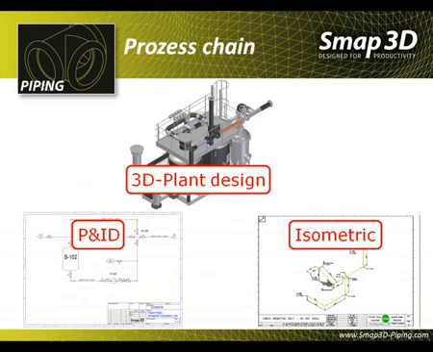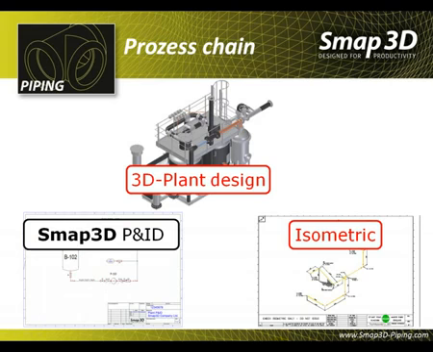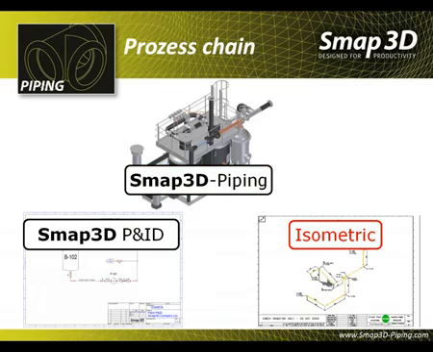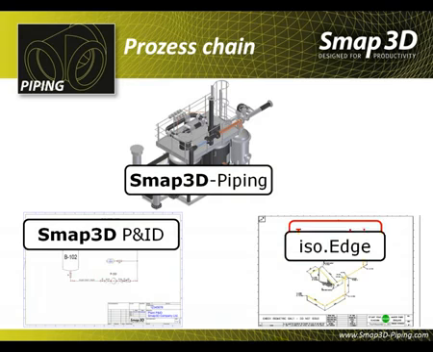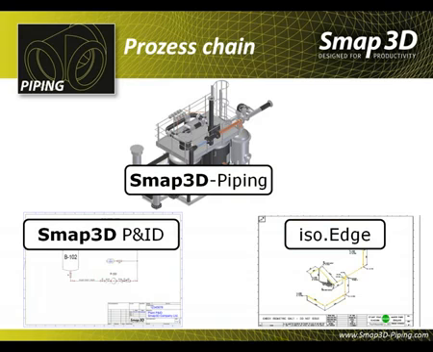Based on the typical process chain in the plant design area, we support every part of this process chain with a specific application. For the P&ID requirement, we provide Smap 3D P&ID. For the 3D plant design, we have Smap 3D Piping. And for the isometric generation, we have the product Isometric.